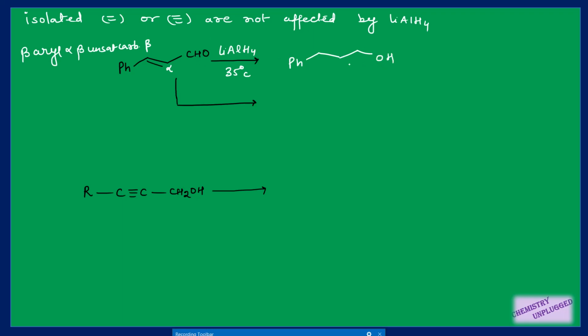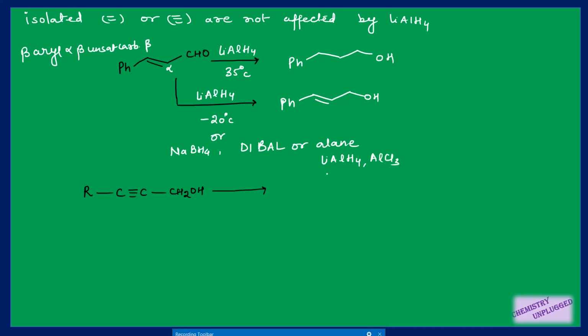But if you have low temperature conditions, suppose I am using minus 20 degrees centigrade, then only this aldehyde group will be reduced, and this double bond will remain unaffected. Or in place of lithium aluminium hydride at low temperature, you may have sodium borohydride or DIBAL. We will study about these also. Or you can use alane. Alane is formed after the reaction of lithium aluminium hydride with aluminium chloride. We will also study this alane, right?